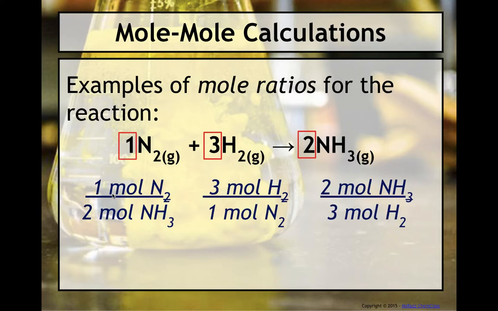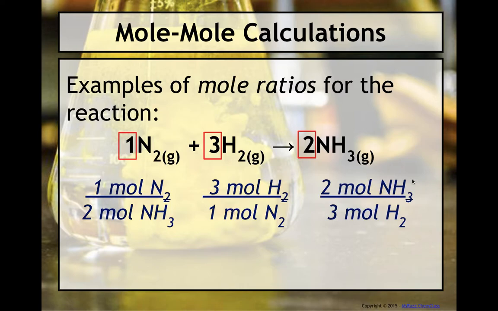So if I want to compare nitrogen gas to ammonia in the product, I can set it up by a 1:2 ratio. It's this ratio. If I want to compare hydrogen gas to nitrogen gas, it becomes a 3 to 1.